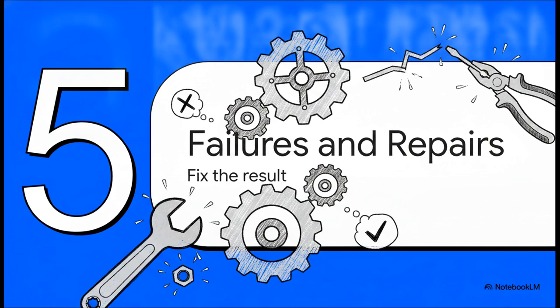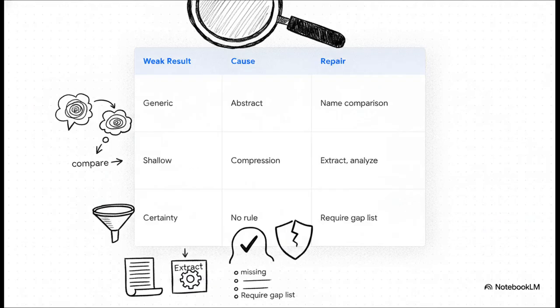Fixing the result itself, not just the wording. Instead of just endlessly tweaking adjectives and crossing your fingers, you can actually fix bad outputs mechanically using this repair matrix. So if you get a generic answer, the cause is almost always an abstract request. The repair? Name the exact comparison you want.